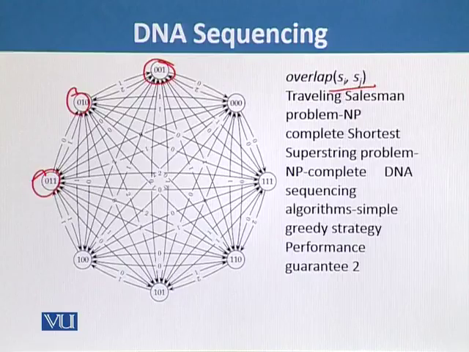This reduction of course does not lead to an efficient algorithm, since the traveling salesman problem is NP complete. Moreover, it is known that the shortest superstring problem is itself NP complete, so a polynomial algorithm for this problem is unlikely. The early DNA sequencing algorithms used a simple greedy strategy.